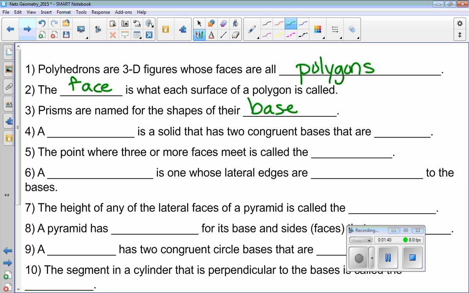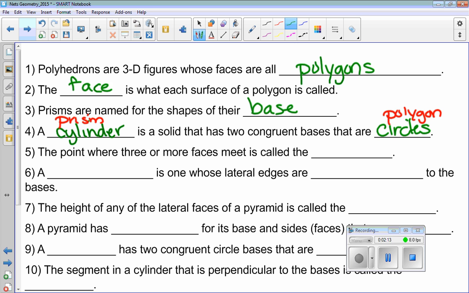What's a solid that has two congruent bases that are circles? So they're circles, and so a cylinder would be that. Another option would be a prism, a solid that has two congruent bases that are polygons. Either one of those would have fit there. So this could have been a prism, and this could have been a polygon. Either one really would have fit fine.